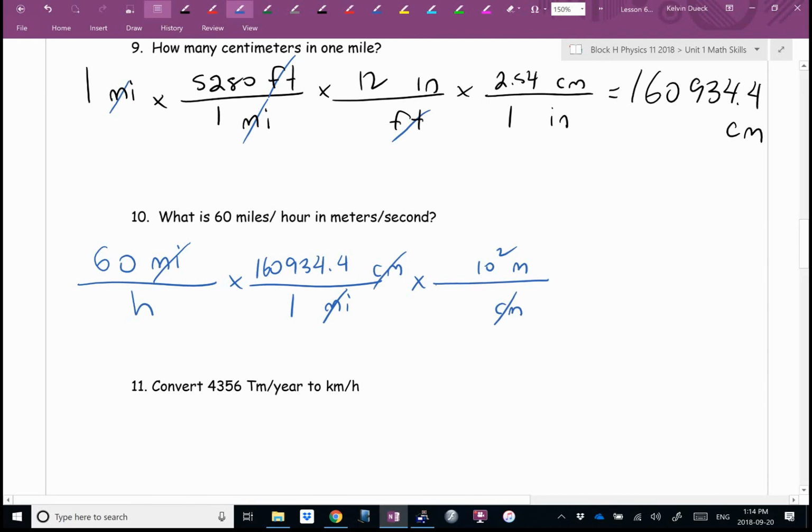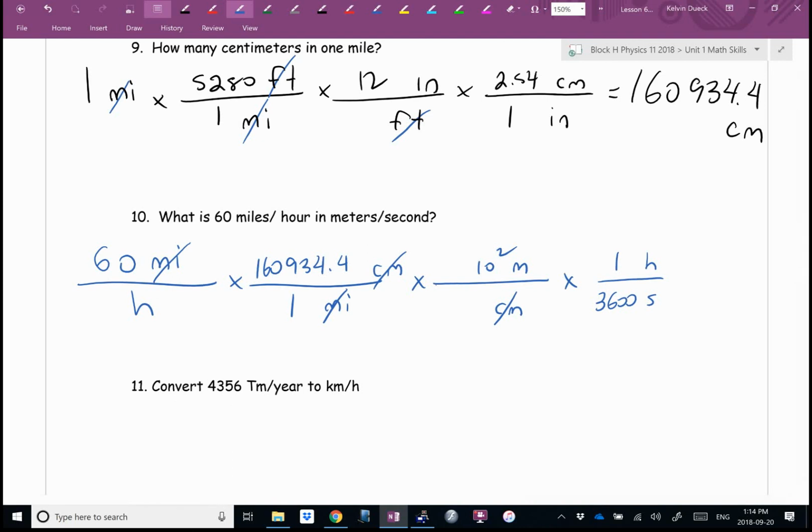Where is hours right now originally? On the top or on the bottom? So where am I going to put it if I want it to cancel? Dan, do you by chance know how many seconds there are in 1 hour? So you're telling me 1 hour is 3,600 seconds. And you'll notice that 3,600 ended up on the bottom, which means I'm going to divide by that.